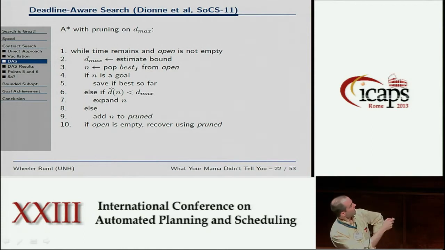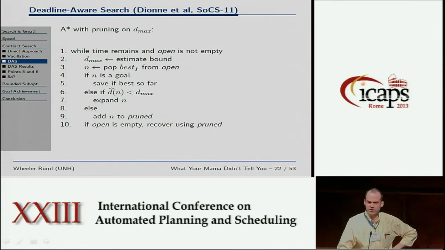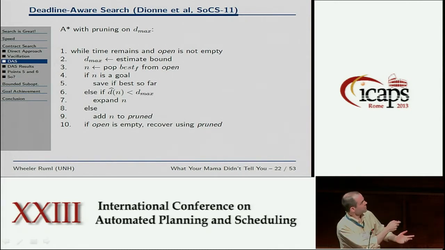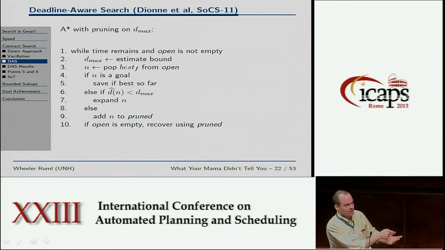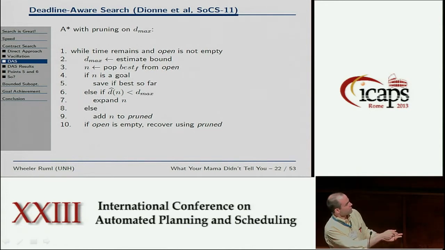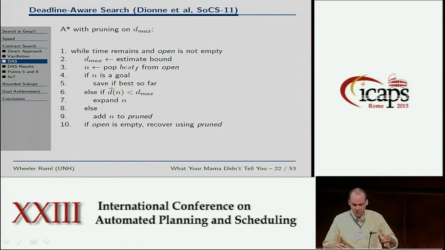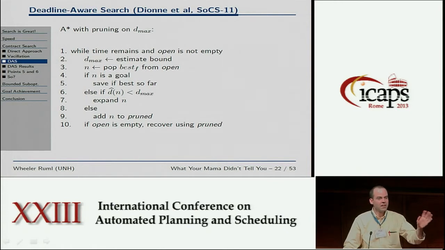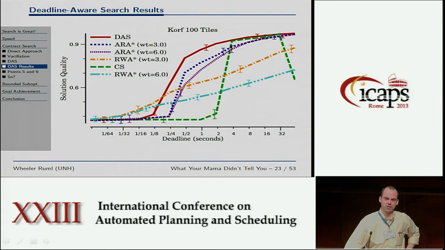While we still have time, we estimate our bound and take the best node off of open. If it's a goal, fantastic. If it's not a goal, we check and make sure the solution under that node is reachable within the time. Oh, it is? Terrific. Let's expand. If not, we stash it away. This is a very simple algorithm. It occasionally completely prunes its entire open list, so we have this little recovery where we take the pruned nodes and put them back if there's no time. This very simple algorithm actually performs really well.